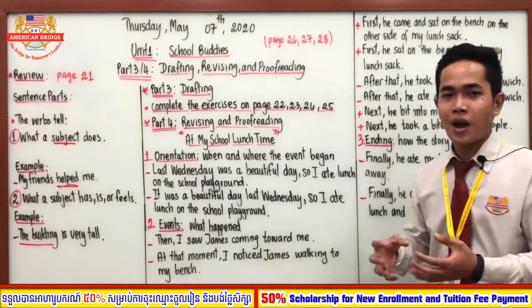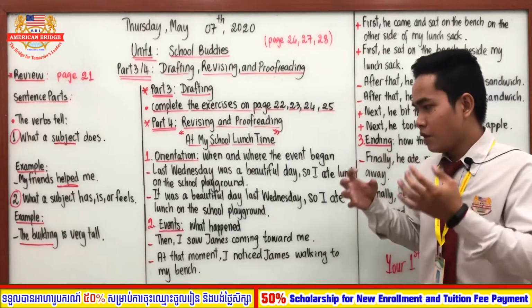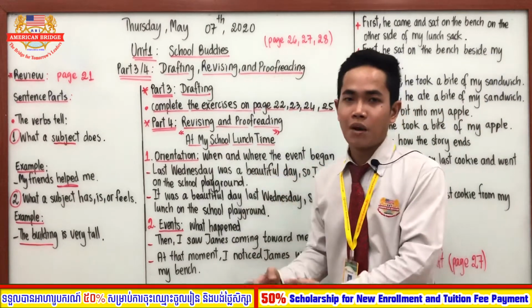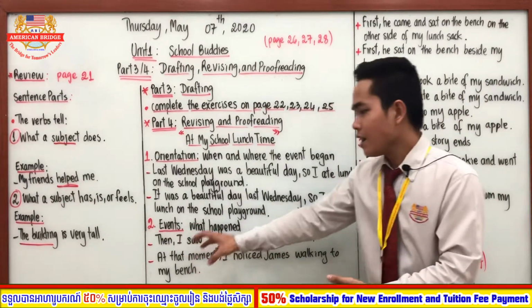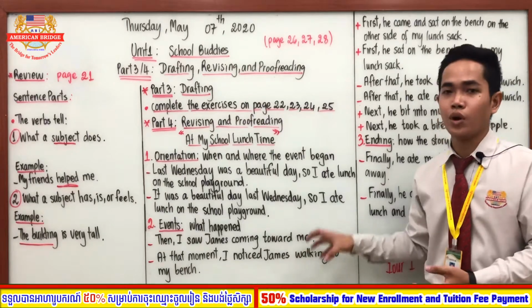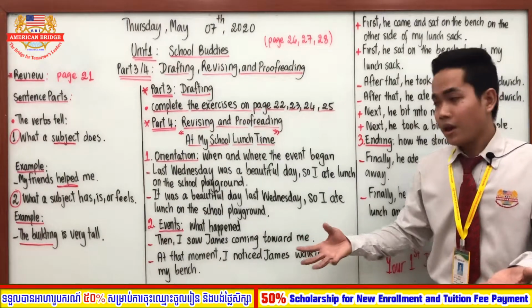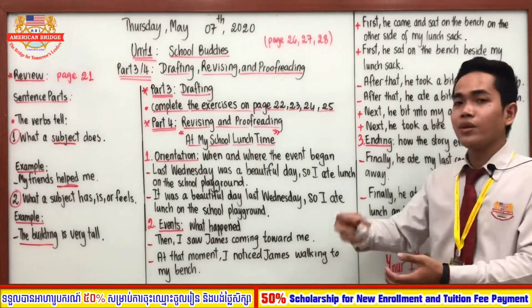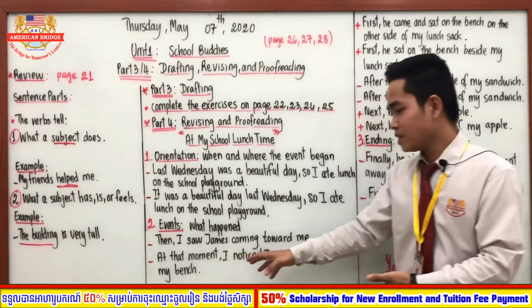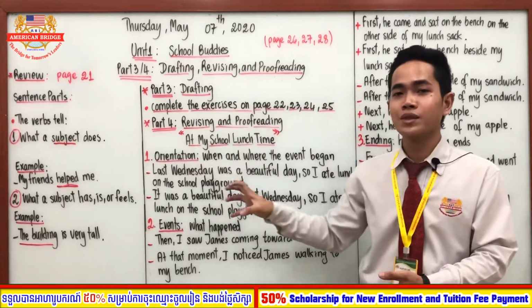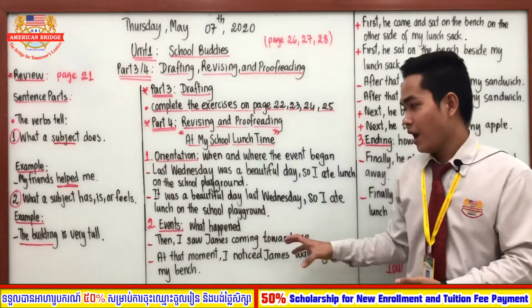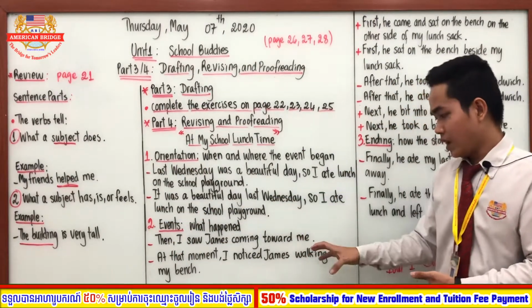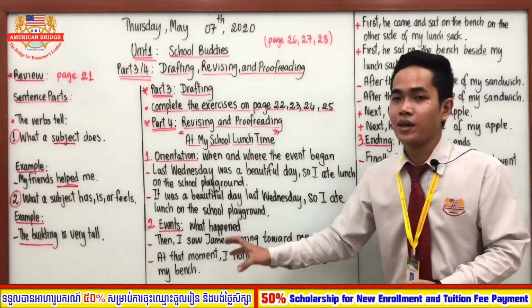So in the event part, they want to know what happened in our story. As you can read here, "Then I saw James coming toward me." Or you can say, using the phrase "at that moment," "At that moment, I noticed James walking to my bench."